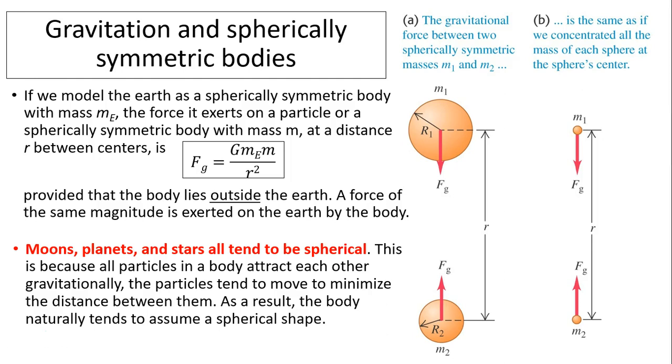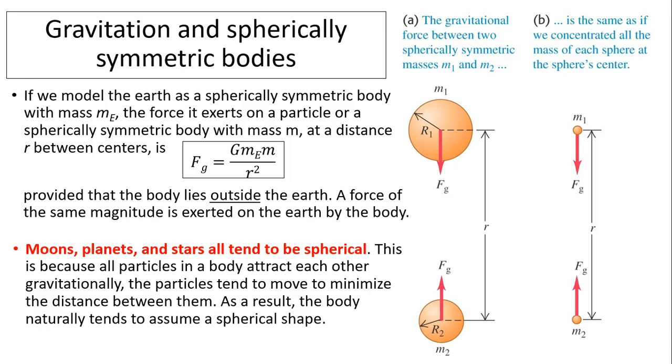Gravitation and spherically symmetric bodies. The gravitational force between any two spherically symmetric masses m1 and m2 is the same as if we concentrated all the mass of each sphere at the sphere's center. So if we model the Earth as a spherically symmetric body with mass me, the force it exerts on a particle or a spherically symmetric body with mass m at a distance r between the centers is Fg equals G me m over r squared. r is the distance between the centers. This is only true if the body lies outside Earth. A force of the same magnitude is exerted on the Earth by the body also.